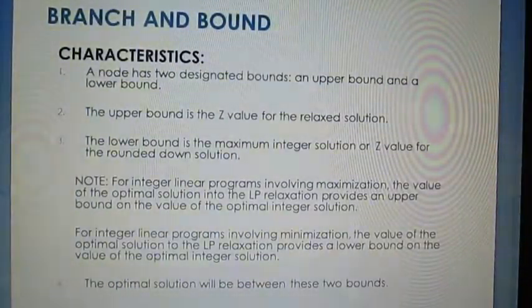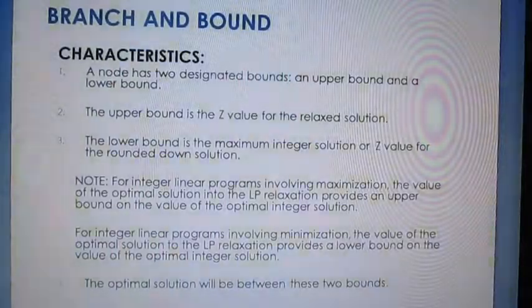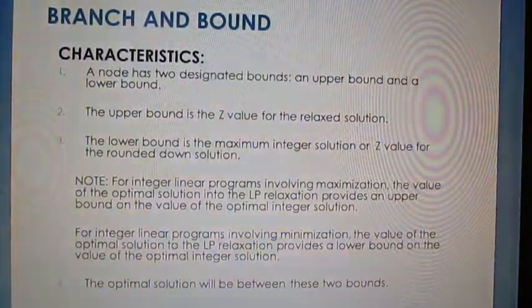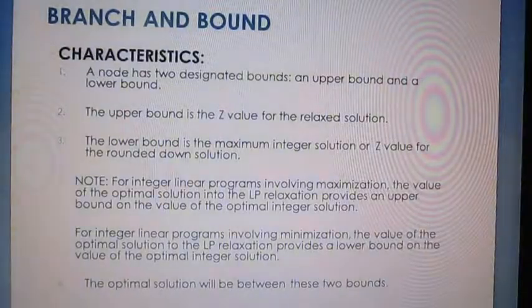Characteristics of branch and bound. First, a node has two designated bounds, an upper bound and a lower bound. The upper bound is the z-value for the relaxed solution. The lower bound is the maximum integer solution or z-value for the rounded down solution.